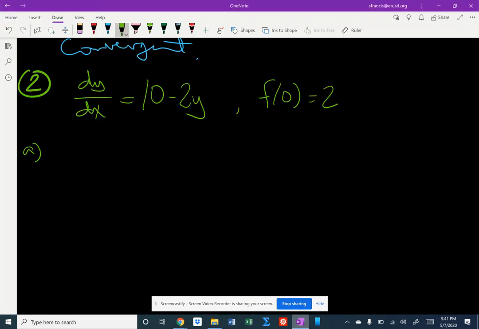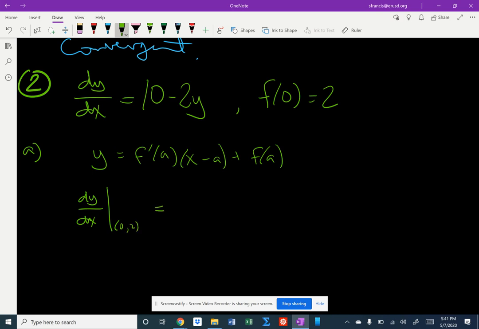So what we need is, of course, the equation of a tangent line, which is something like this. Well, we know a is going to be 0. We know f of a is already 2. We just need the slope. That's what the differential equation is for. So for the differential equation, we just need to plug in 0, 2 into x and y, but there's no x, so just y, and then we'll have our slope. So 10 minus 2 times 2, which is going to be 6.